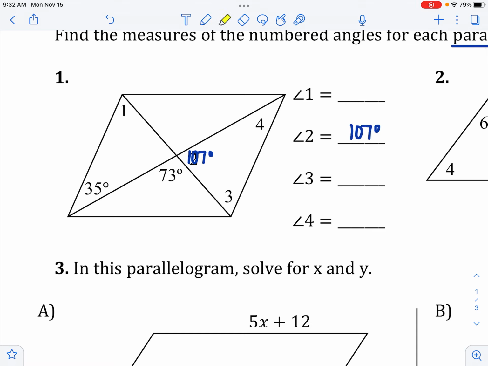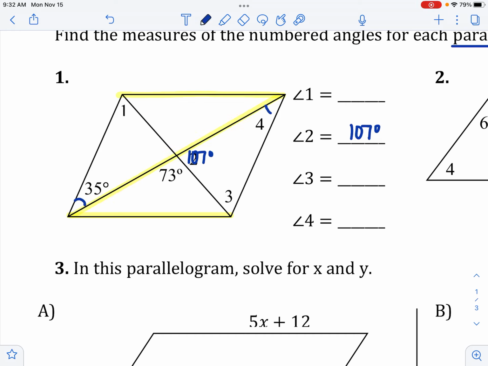All right, now the next thing that I remember is that this is a parallelogram. So these lines are parallel, and I see a transversal right here. And I know that alternate interior angles are congruent. So I know this angle is congruent to this angle. So I can now say that angle 4 is 35 degrees. All right, I'm also going to fill in the fact that this is 107 and this is 73 to try to help me get what I need to get.